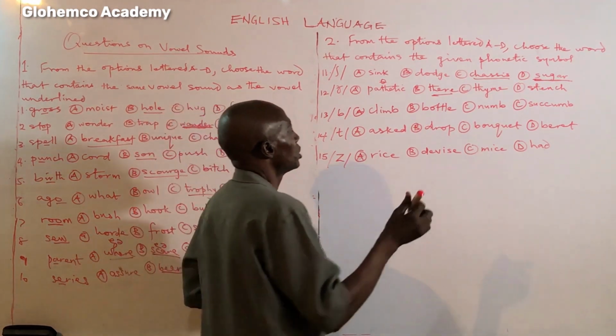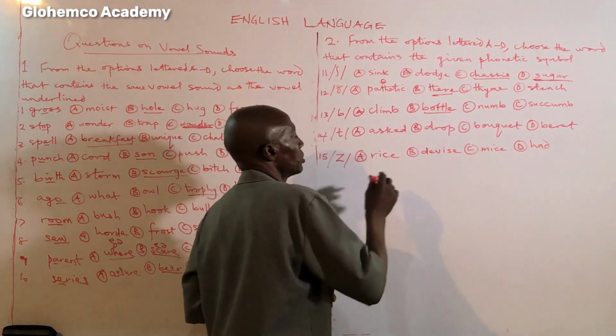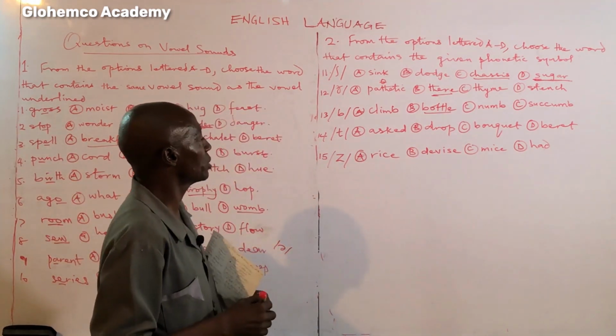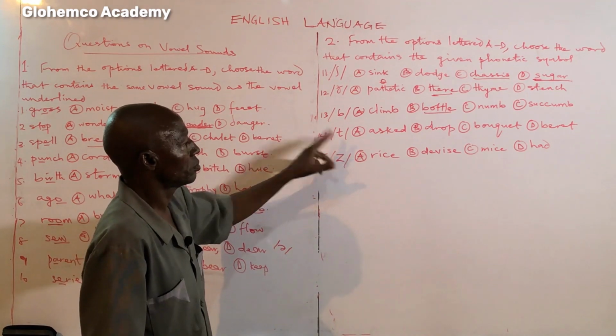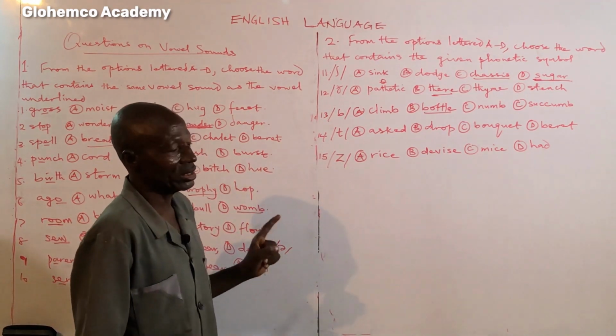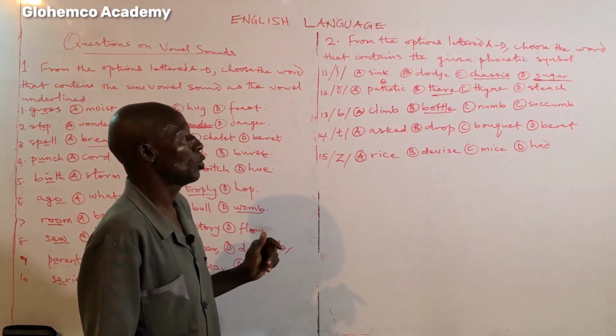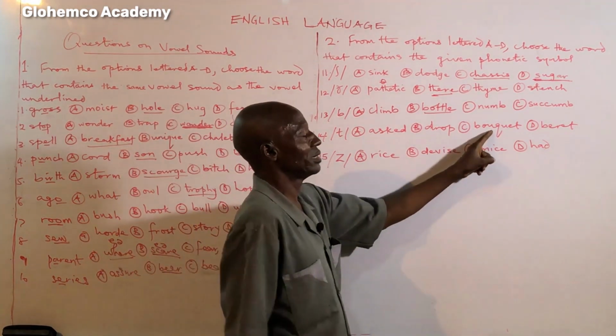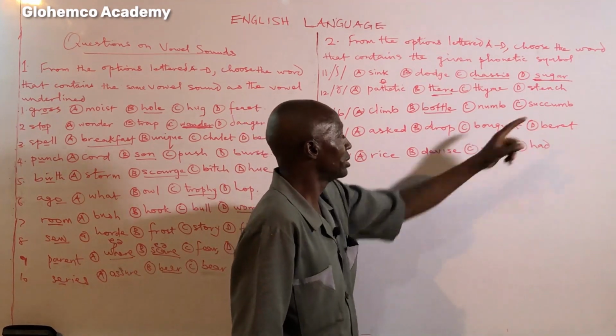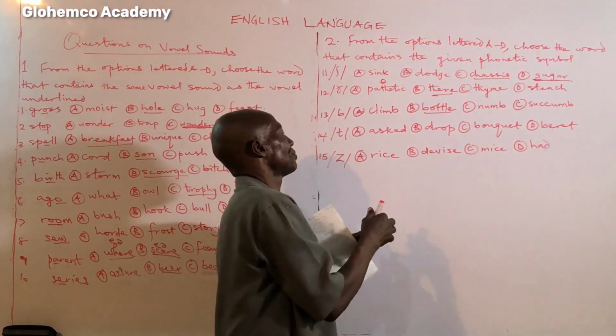B. The one that contains it is bottle. Then we have two. Now, if care is not taken, you will pick the wrong one. This is bouquet. This is beret. This is drop, and this is asked.